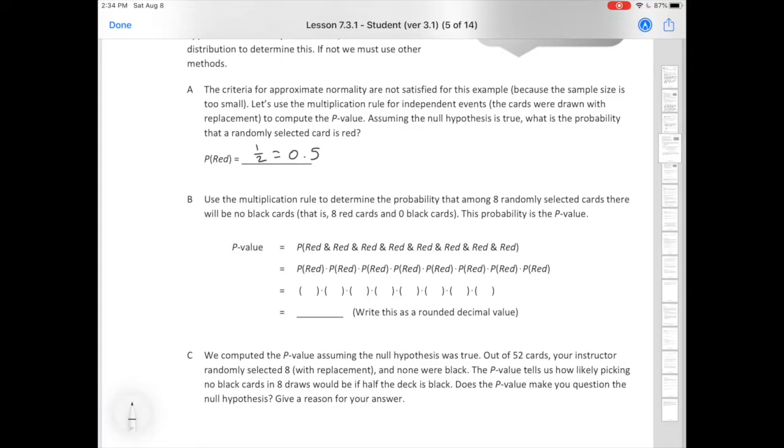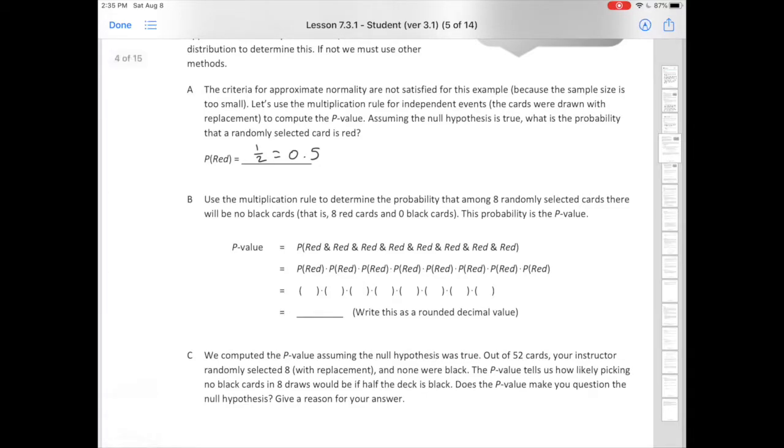So if the probability of getting a red is 0.5, now we're going to use the multiplication rule to determine the probability that among 8 cards, there will be no black cards. So in other words, what's the probability of getting a red 8 times in a row? Remember, we're assuming that we have a fair deck here. So we're trying to see, okay, if this guy on the street was telling the truth, what are the chances of getting 8 red cards in a row?